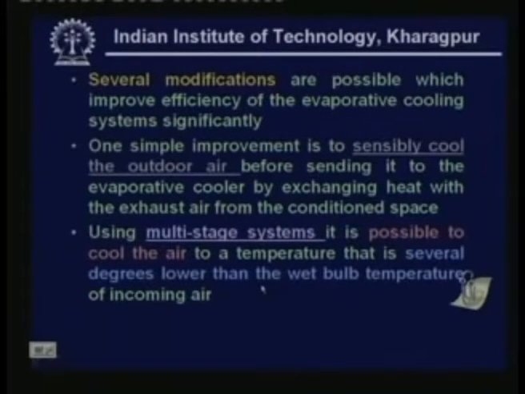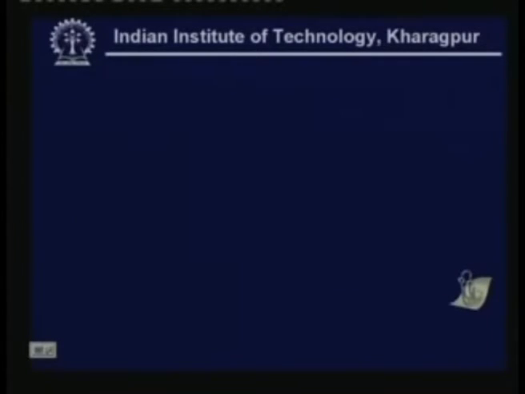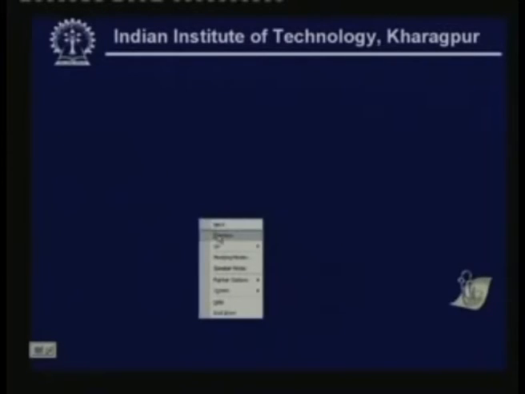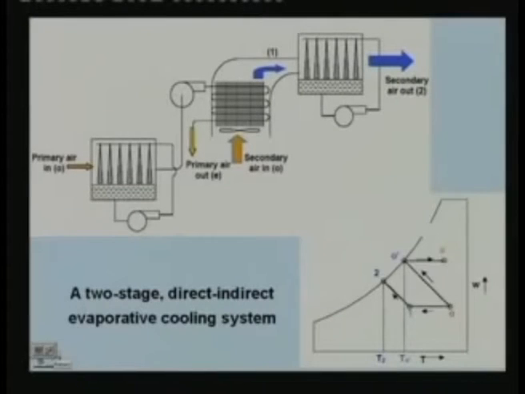One can also use multi-stage systems, and using multi-stage systems it is possible to cool the air to a temperature that is several degrees lower than the wet bulb temperature of incoming air. So, this is an advantage of multi-stage systems. So, let me explain a very simple multi-stage system. This shows a simple two-stage direct indirect evaporative cooling system.